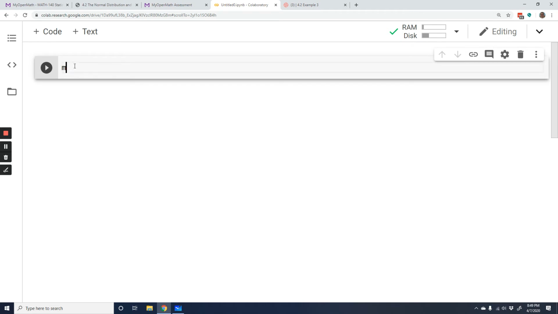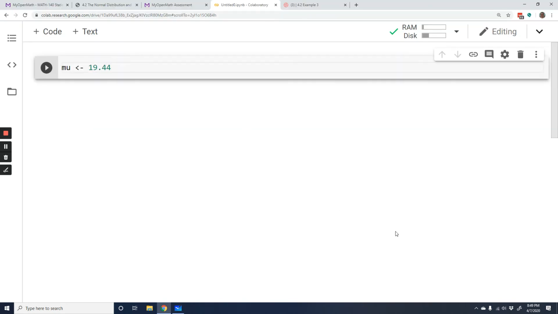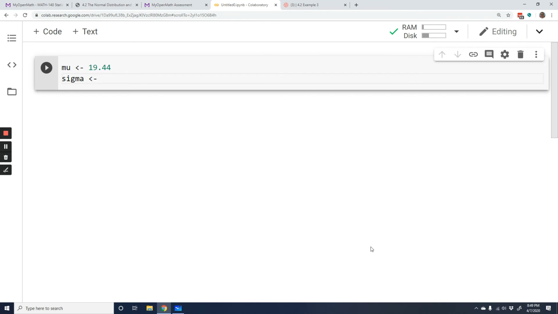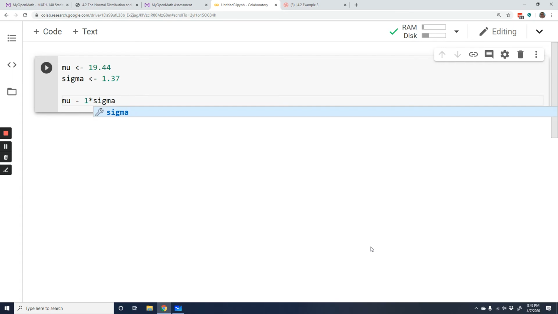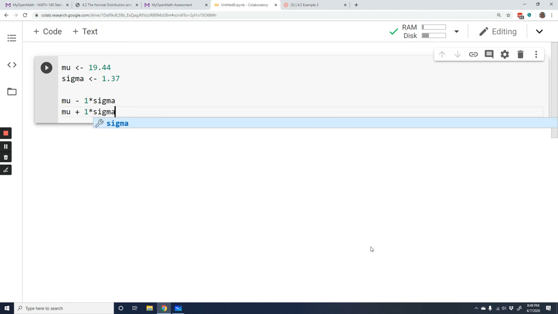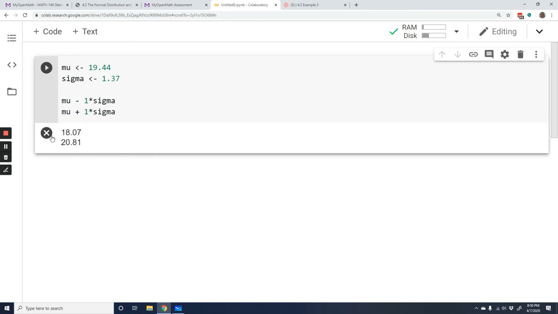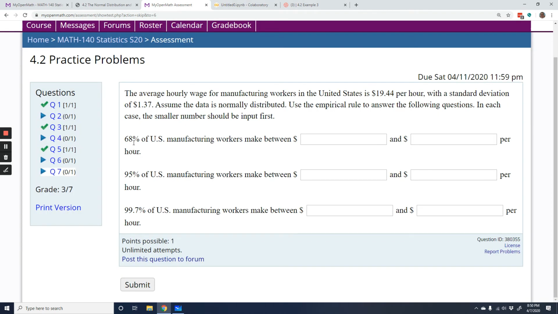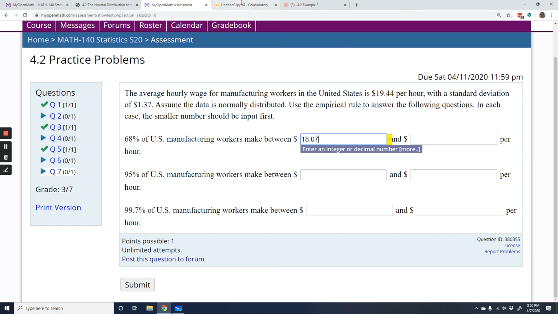To simplify things, let me store mu, which is 19.44, and our standard deviation sigma, which is 1.37. One standard deviation below the mean would be mu minus one times sigma. One standard deviation above the mean is mu plus one times sigma. If I run that, that gives me those two calculations. And so for that first case, 68% of U.S. manufacturers make between $18.07 and $20.81.